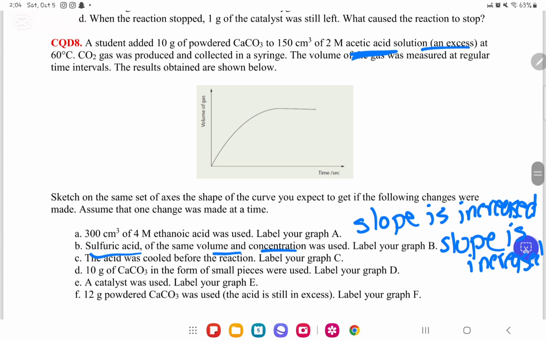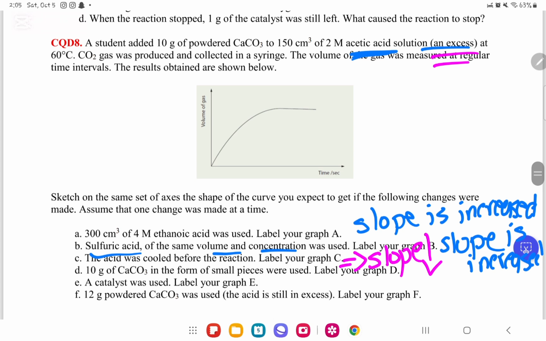The acid was cooled before the reaction. If we cooled the acid, the temperature will decrease. In general, the temperature will only affect the slope. Since the temperature decreased, the reaction rate will decrease, thus the slope will decrease.